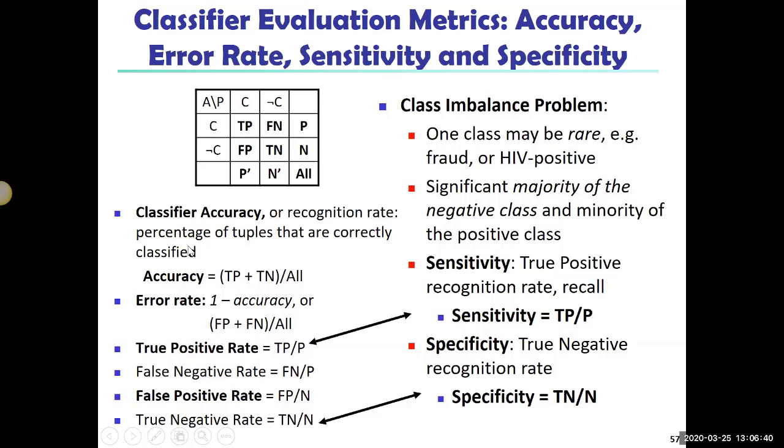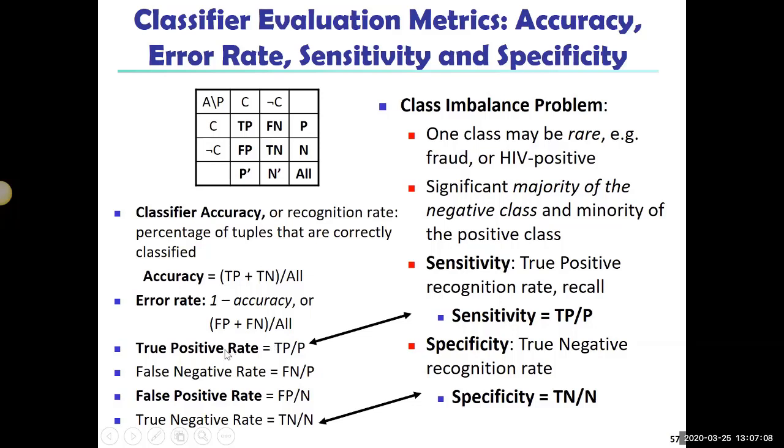First of all, we mentioned this before, I think, accuracy. Accuracy is the sum of all the true predictions divided by all counts, the total number of observations. And the error rate is simply 1 minus accuracy, so all the false predictions divided by the total number of observations.